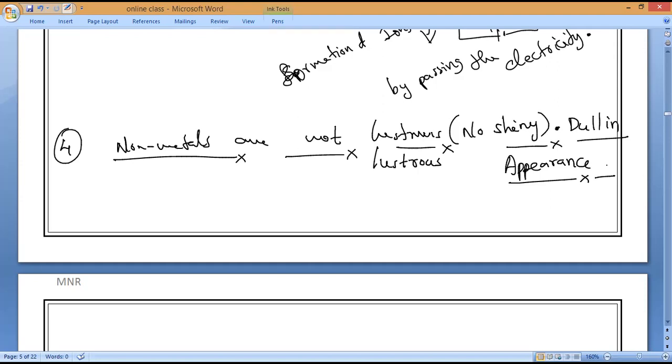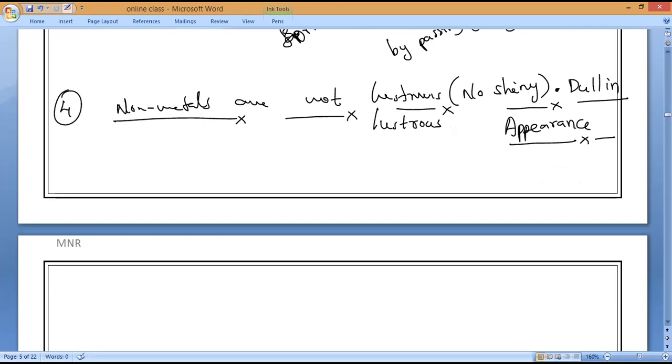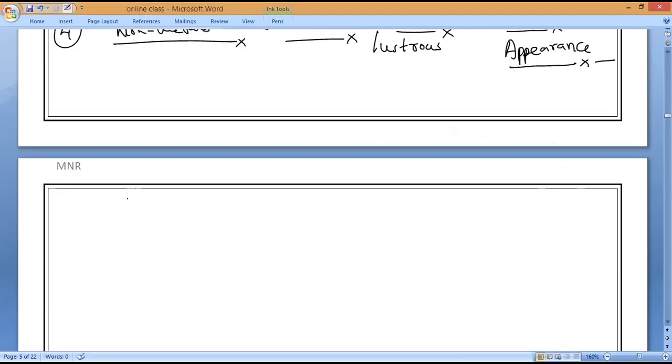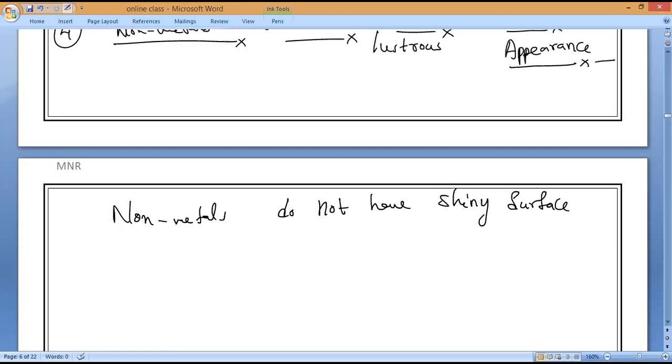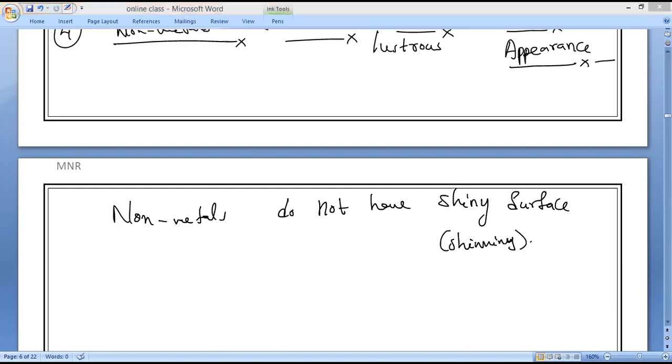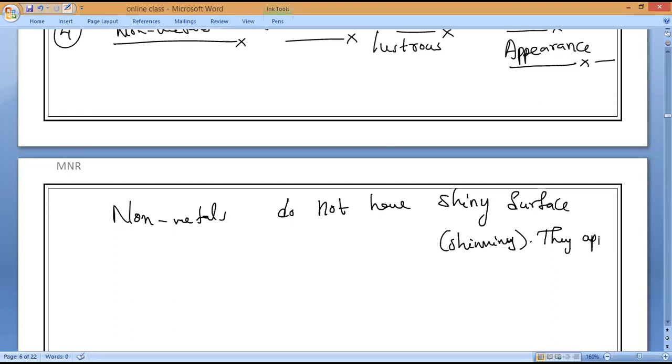Now you can see. If you notice, non-metals do not have luster, meaning they do not have a shining surface. That is what you have to write. Non-metals do not have a shiny surface, or we can say shining also. So they appear dull, or dull in appearance. That is what you have to write.